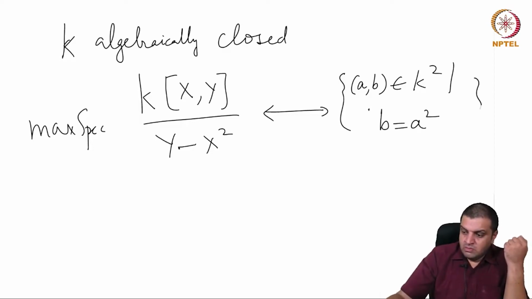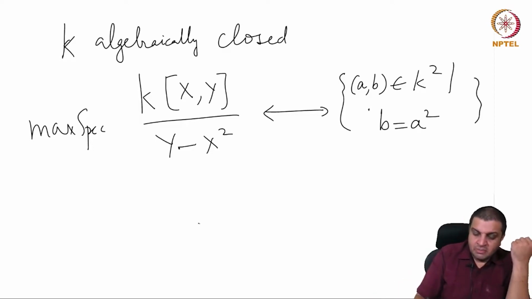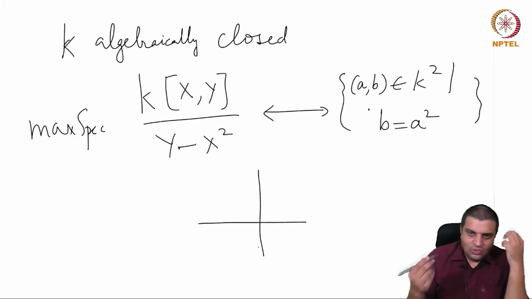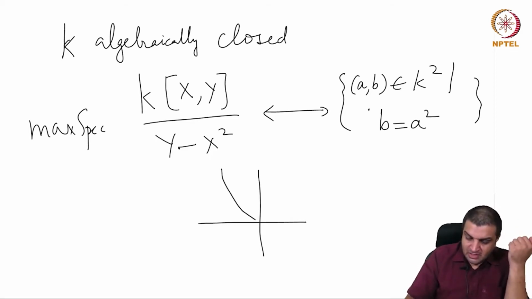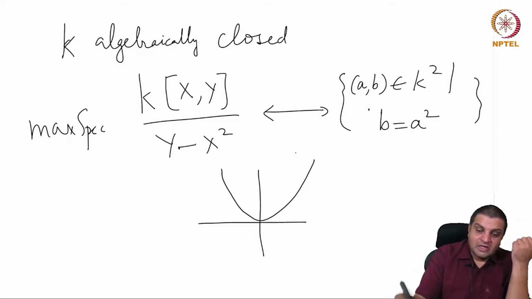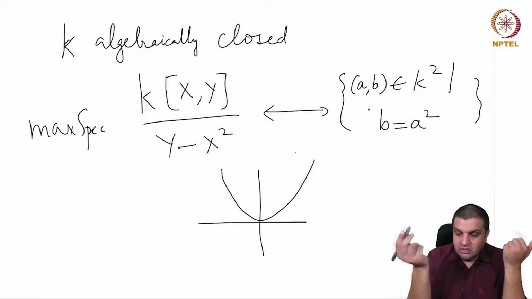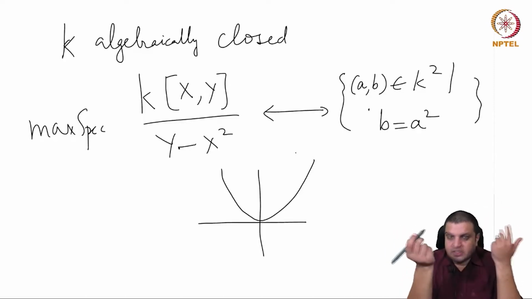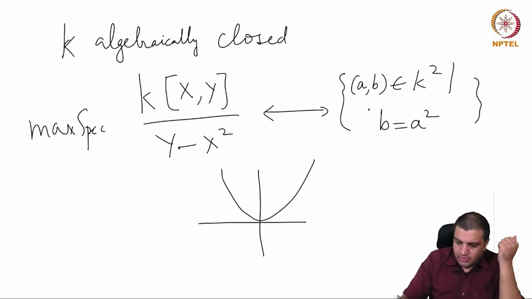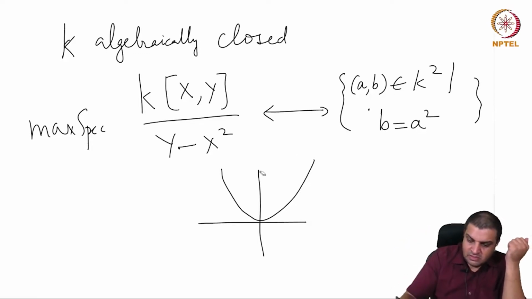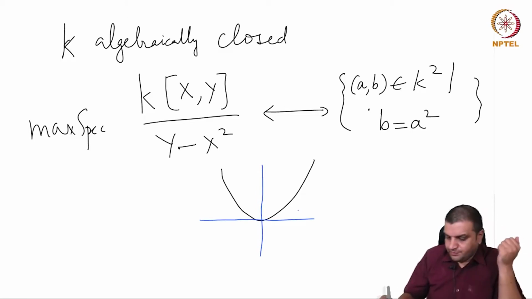Or we can think of it as a parabola. Again, when we draw a parabola, we're drawing it in R, but that's only for us to keep a picture in mind. This is over some algebraically closed field which can't be inside R. So we get a parabola. The curve is just the black one, and the blue thing is just the axes. You can think of it as the x-axis and y-axis.